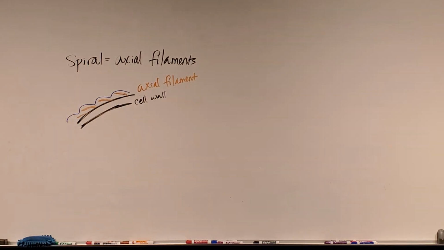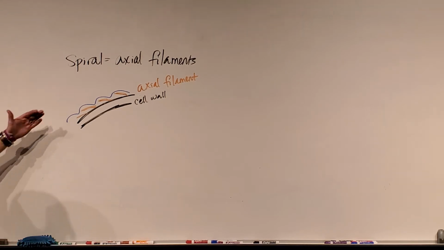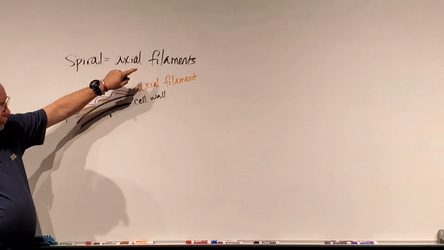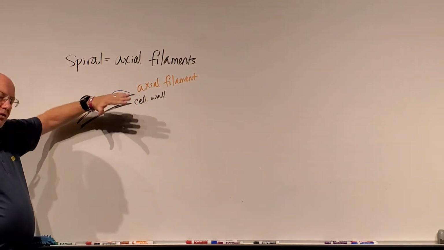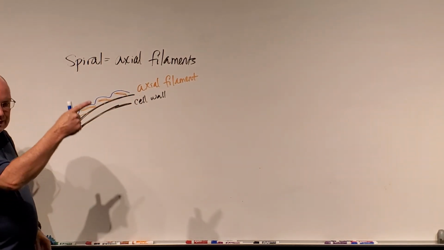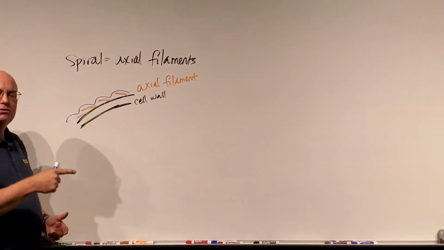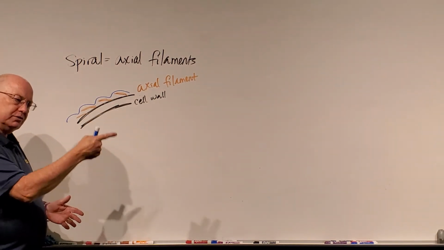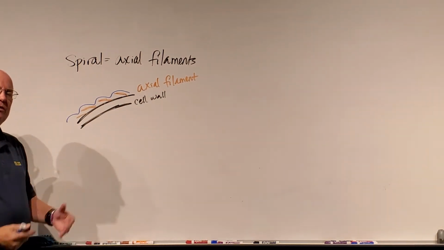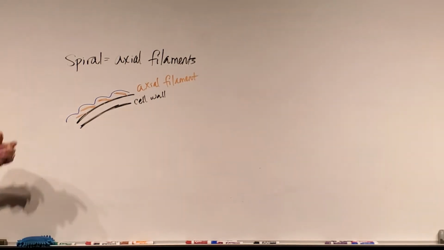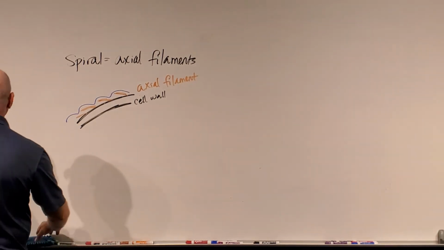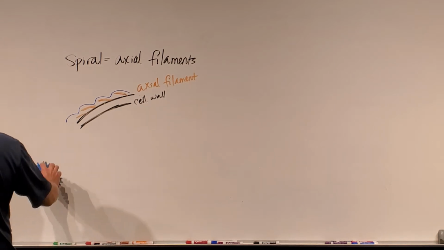And essentially what happens is the axial filaments can wrap around the bacterium, and as the bacterium moves, it allows the bacterium to spiral almost like a corkscrew and kind of screw their way through fluids and things. So we refer to these as the axial filaments, and that's what's found in the spirochetes and the spirilla and in the vibrios, the comma-shaped ones, okay?